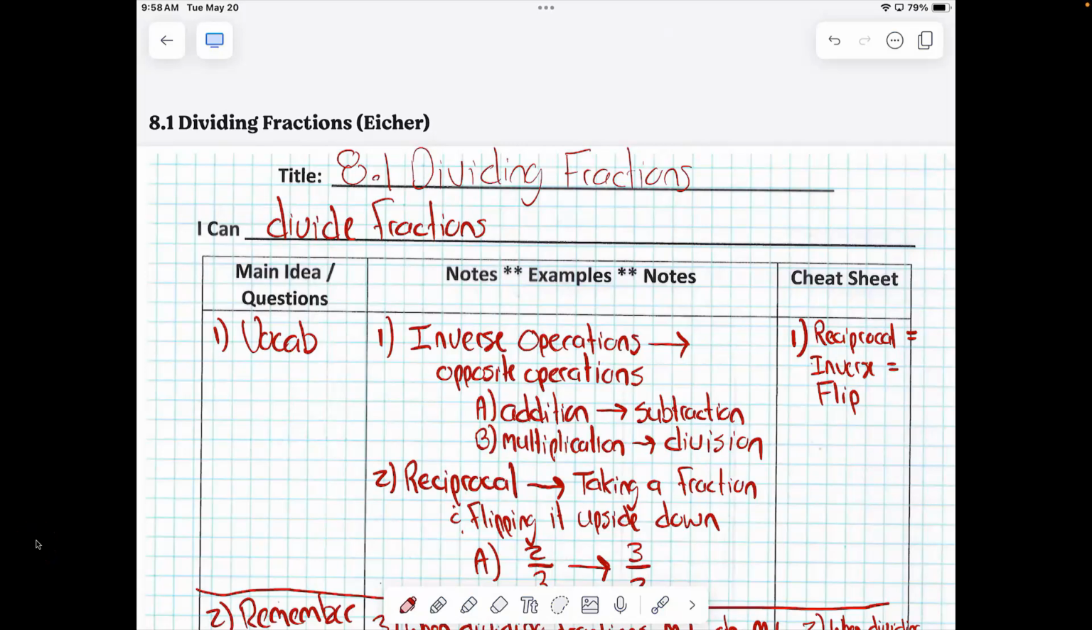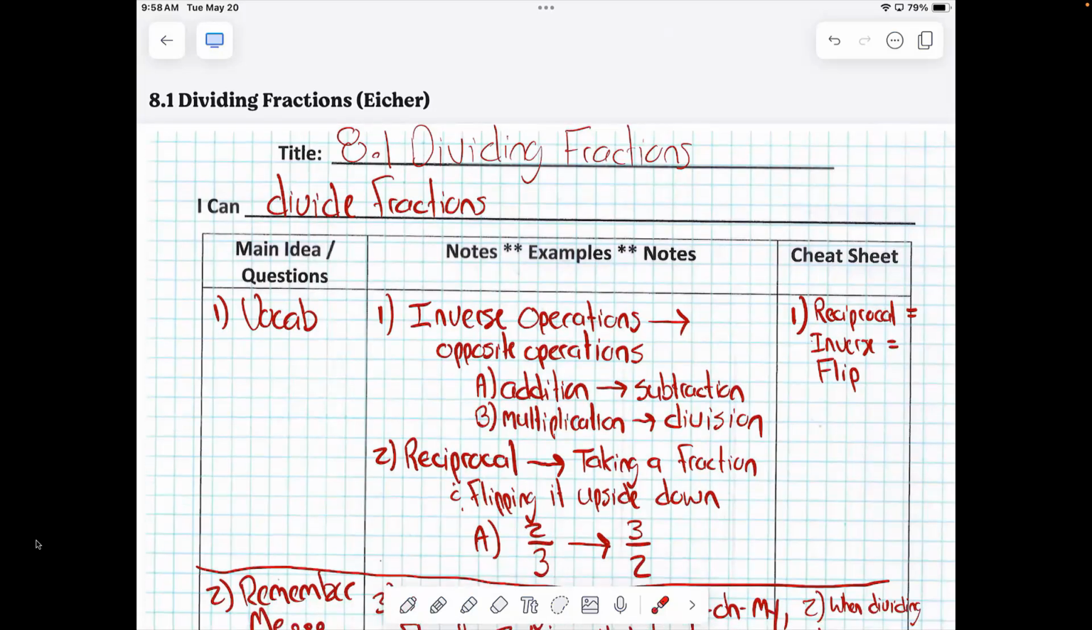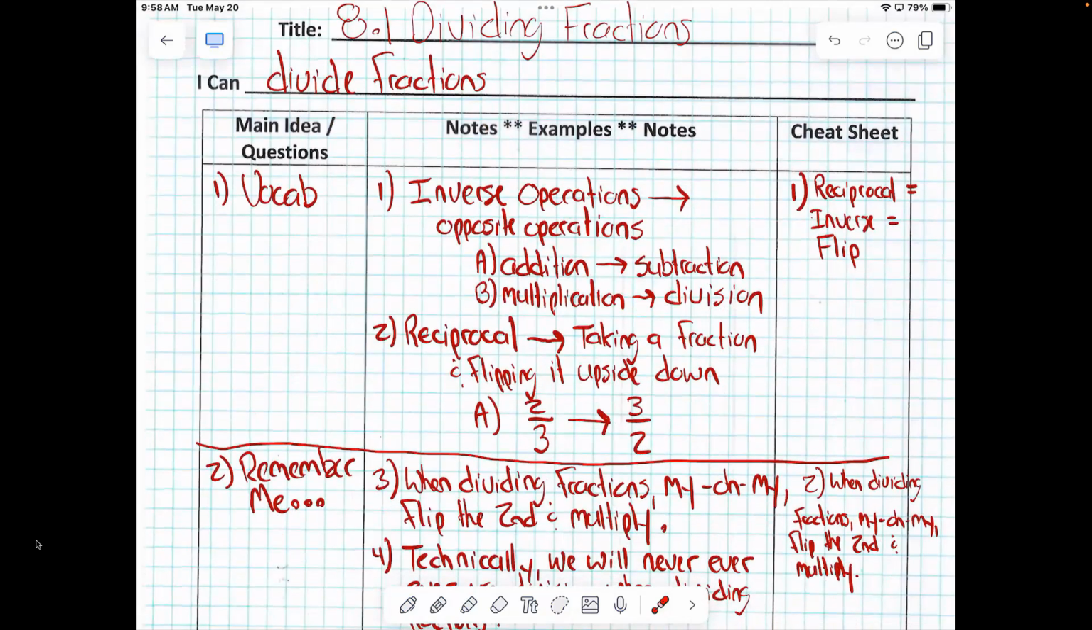Today we finished dividing fractions. Can you divide fractions? Yes. Give me a one-word definition of inverse. Opposite, okay. Inverse operations, opposite, I love it. Give me a one-word definition of reciprocal. Upside down, which two words? Reciprocal and flip. Okay, cool. So inverse operations, opposite operations, reciprocal, flipping something, right?